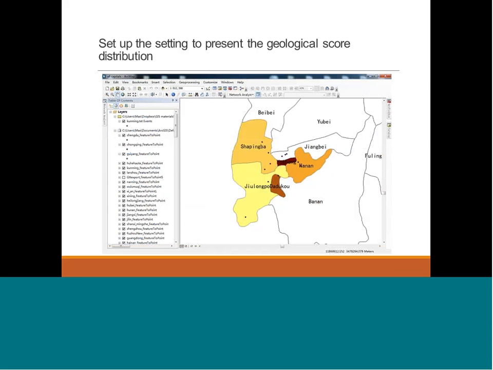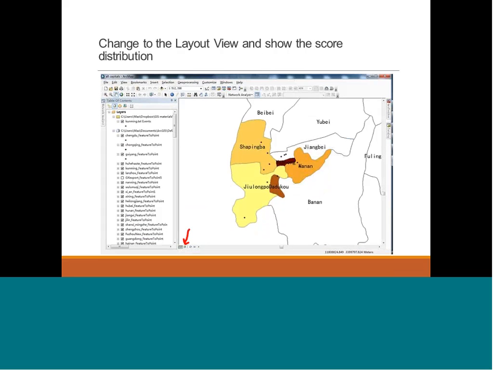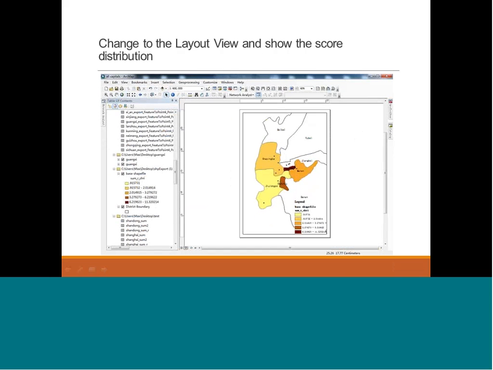Because we want to show the color and the score together at the same time, we change the layout view, which is on the bottom left of the software. And here, we only need to add 1 legend for it. And here, we can show the map and the score together.